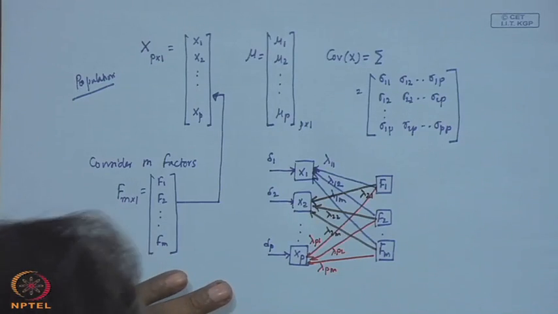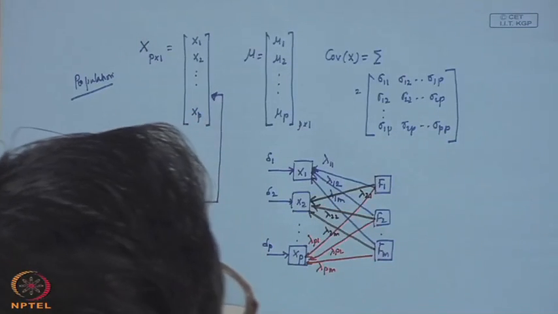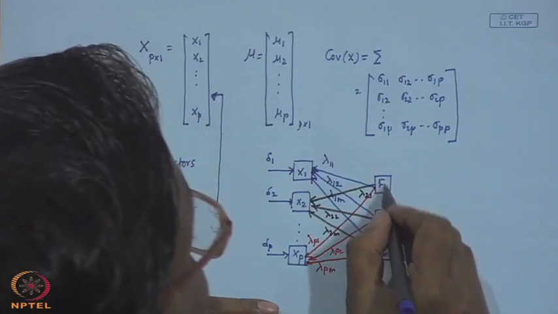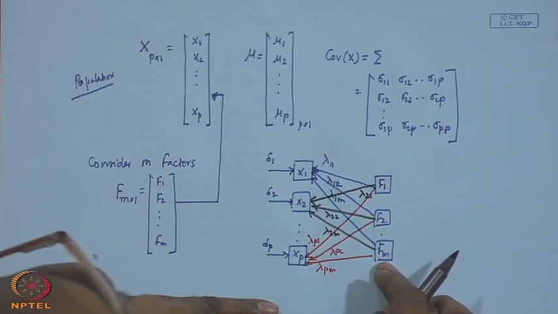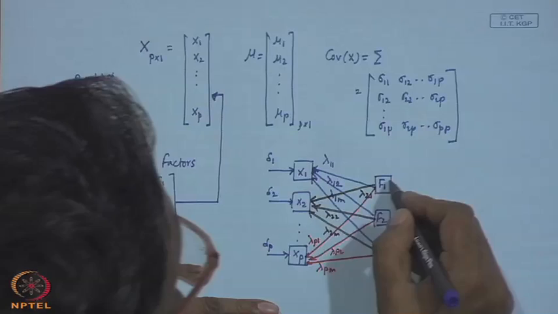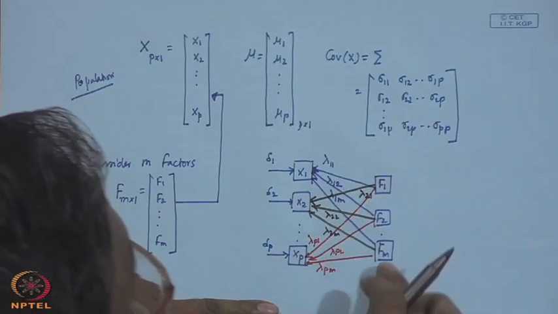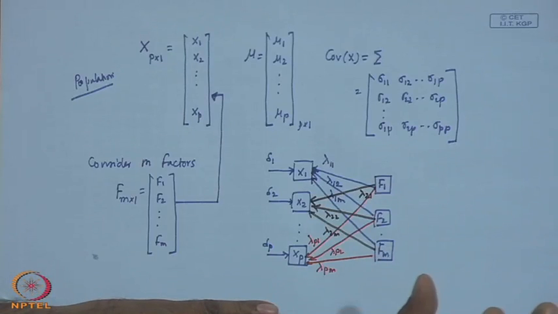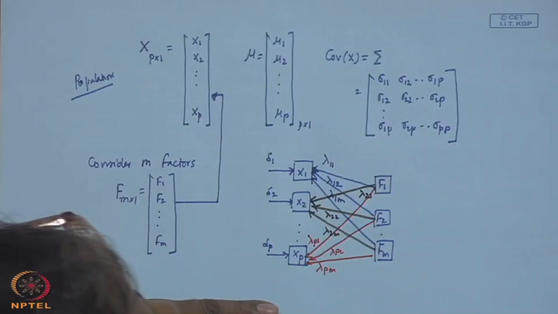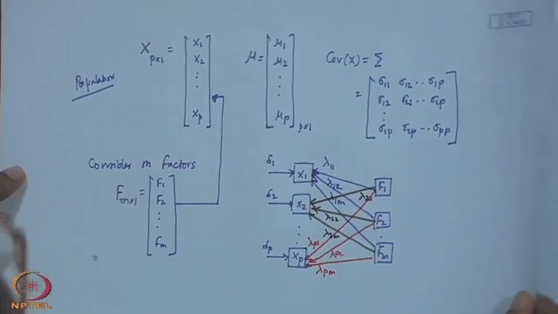Correct. Now, please remember here we are not saying anything about the relationship between f 1, f 2 and f m. We are assuming that these factors are independent, orthogonal. So, we will see the assumption later on.